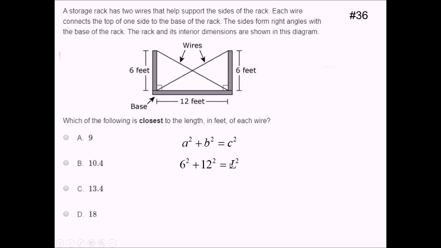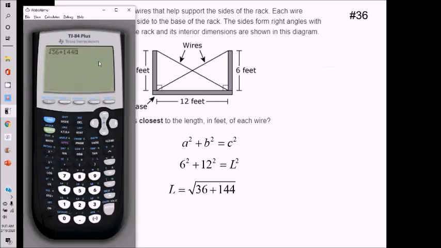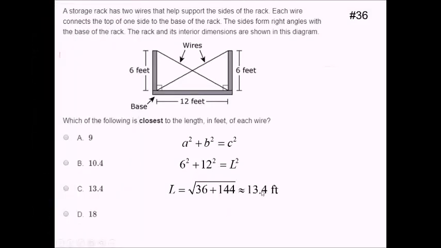So this means that L is going to be the square root of 36 plus 144. And this is something you are allowed to plug into the calculator. So square root of 180 then, let's do that on the calculator. So plugging this in the way I've written it here, that comes out to about 13.4. And that's feet, so that's going to be choice C.